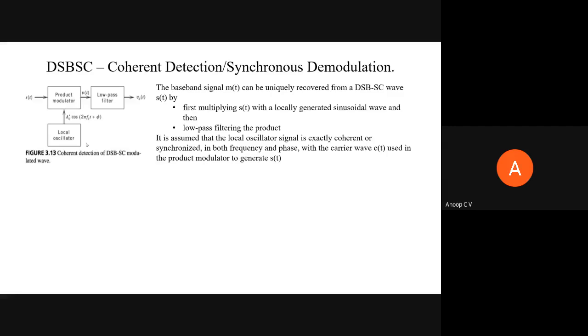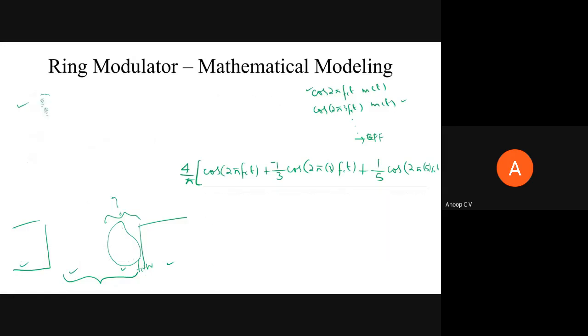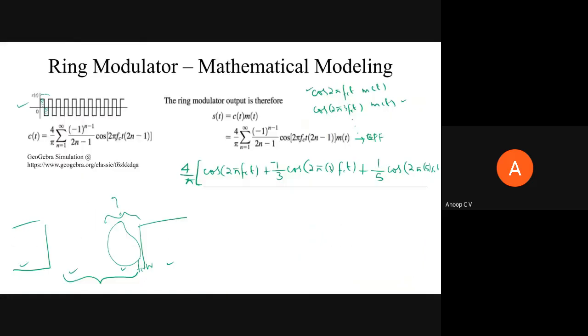So now we'll discuss how theoretically we can demodulate DSB-SC. For that we have a demodulator. We can call it a coherent detector or synchronous demodulation. And one more thing which I forgot to tell is that this ring modulator is also called a double balanced modulator. It's not a balanced modulator; a balanced modulator is separate. It is called a double balanced modulator. That also you please keep in mind.